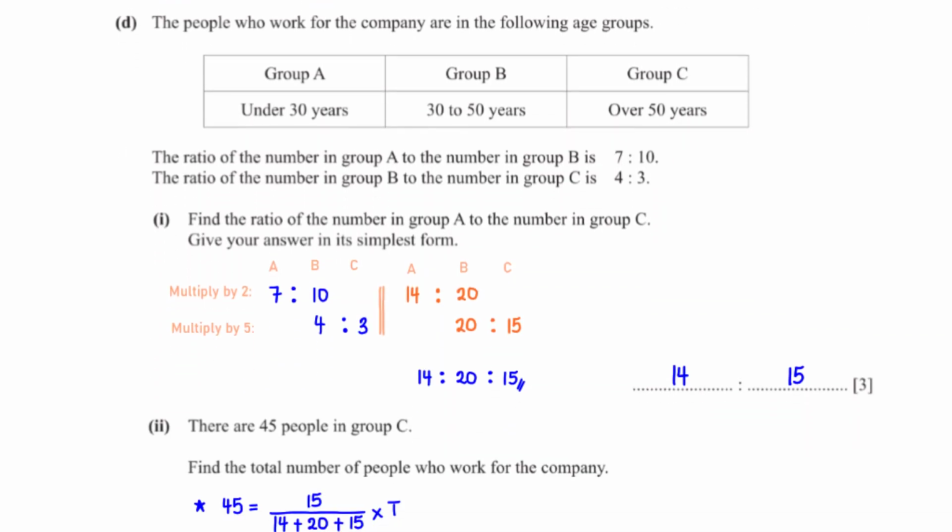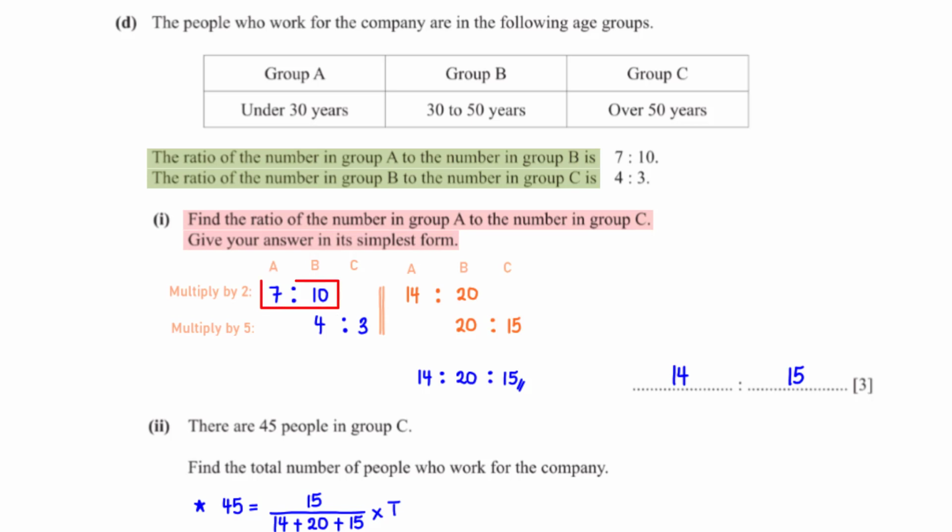The people who work for the company are in the following groups. The ratio of the number in Group A to the number in Group B is 7 is to 10. The ratio of the number in Group B to the number in Group C is 4 is to 3. Find the ratio of the number in Group A to the number in Group C. Give your answer in its simplest form.